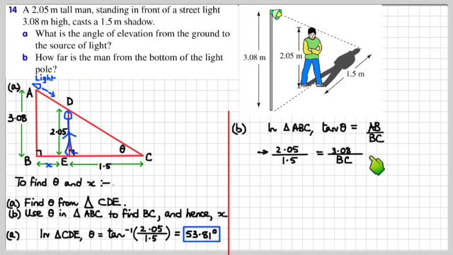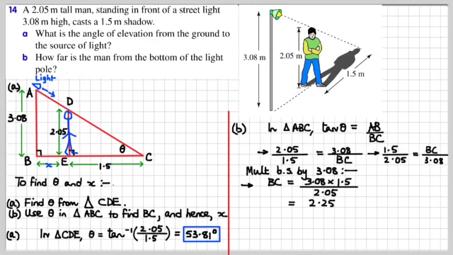That equals 3.08 over BC. Now, just to make that a little easier to solve for BC, we can flip the fractions. There's only one fraction either side of the equal sign, so we can flip them upside down if there are no other terms on either side. Now we can multiply both sides by 3.08 and we get BC, which is 2.25 to 2 decimal places.